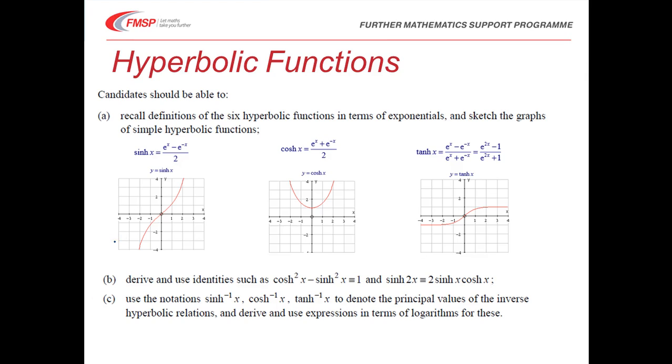So bear in mind that sinh is a one-to-one function, so therefore we don't need to restrict the domain. So we can define the inverse for all values. But when it comes to cosh, then it is a many-to-one function, so we restrict the domain to x greater than or equal to 0 when we're finding the inverse of cosh. And then tanh again is one-to-one, so we are able to find its inverse and we don't have to restrict the domain.